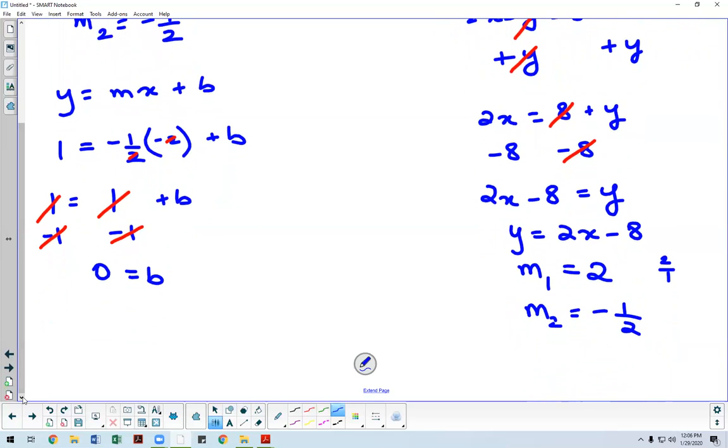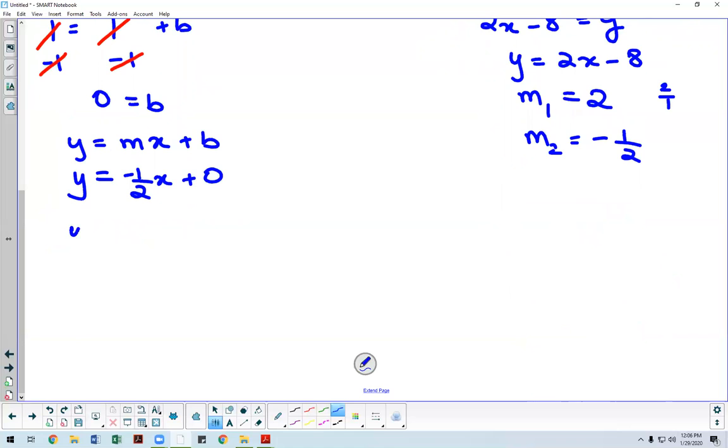So if b came out to be 0, what's our equation going to look like? Yeah, so remember at this time, you don't put anything for y and x. Our slope is still minus 1/2. B is 0, so technically, you don't really need to write that 0. That becomes your equation.